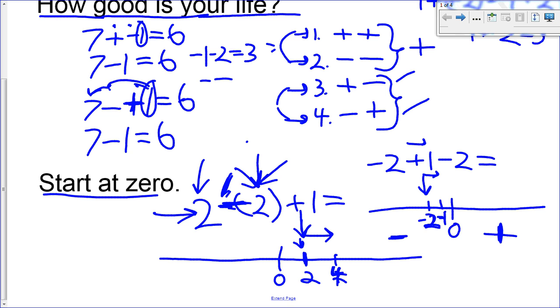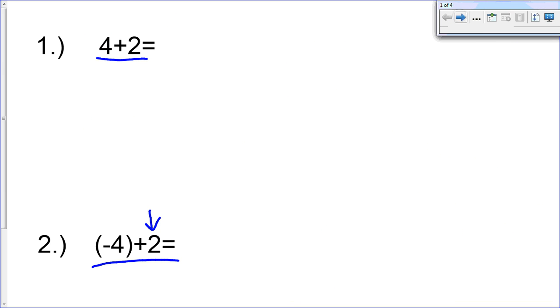Okay, so we start at 0 and we go from there. Okay, so you can either think of it as starting from 0 and adding 2, which is going to put us at +2, or you can just think of it as starting at the first number, whatever it is, positive or negative. It just tells you where to start. Okay? So let's work some problems.